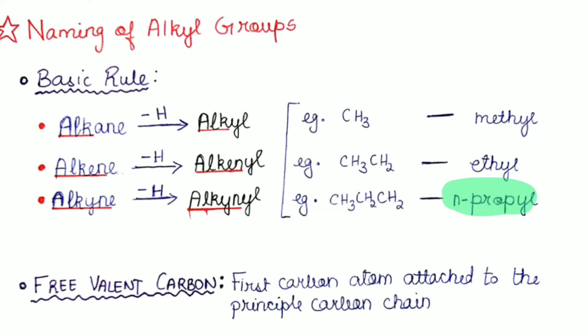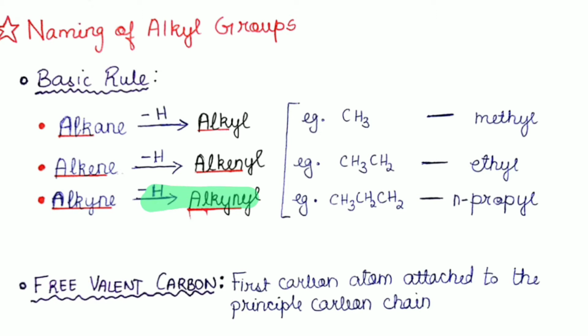The same rule follows for alkenes and alkynes as well. For alkenes, when you subtract one hydrogen atom, you get alkenyl. And for alkynes, when you subtract one hydrogen atom, you get alkynyl.